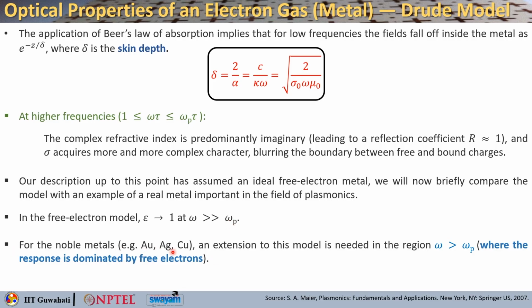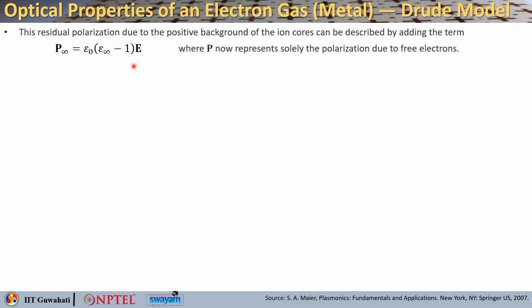So, for the noble metals gold, silver, copper, you can use an extension of this model, that is needed for the region when frequency is much larger than omega p, where the response is mainly dominated by the free electrons. In that case, the residual polarization which comes due to the positive background of the ion cores can be described by adding a term P infinity, equal to epsilon naught times epsilon infinity minus 1 times E.